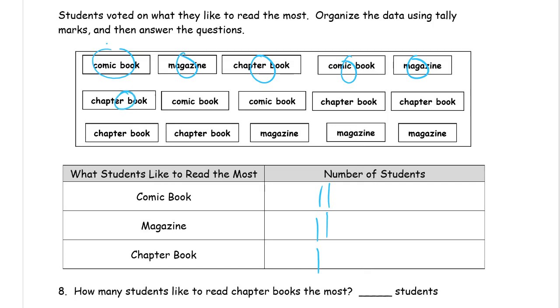There's a chapter book, comic book, another comic book, a chapter book, a chapter book, a chapter book, a chapter book, a magazine, a magazine, and a magazine. There.